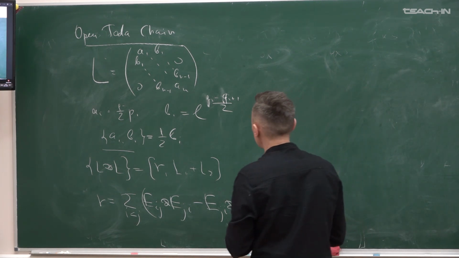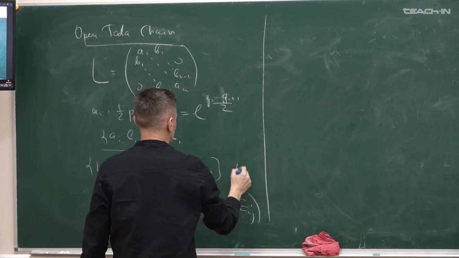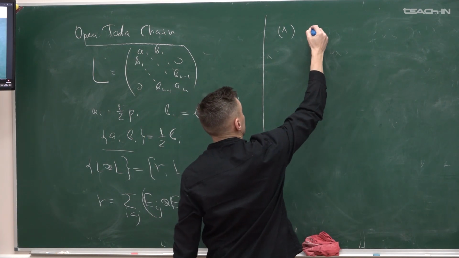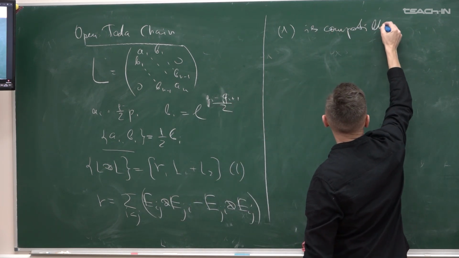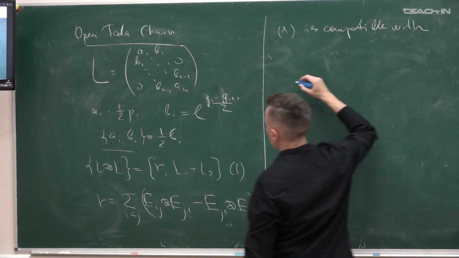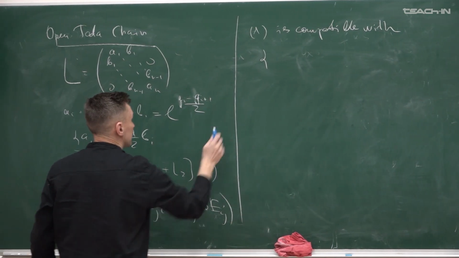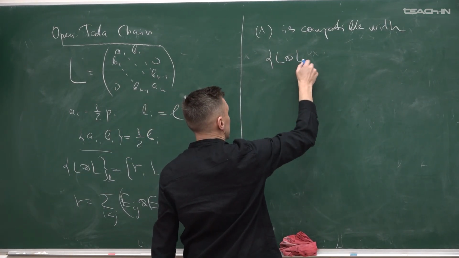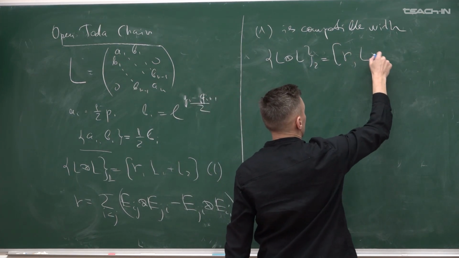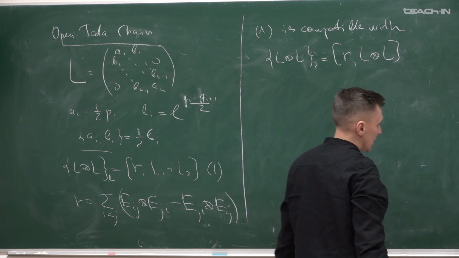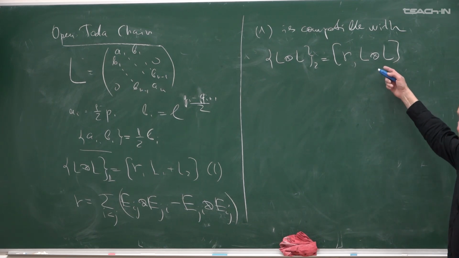So my statement is that the Poisson structure is compatible with, let me write it here, 1 and 2, where the second is the same R-matrix with L and L. So this is a quadratic Poisson structure.